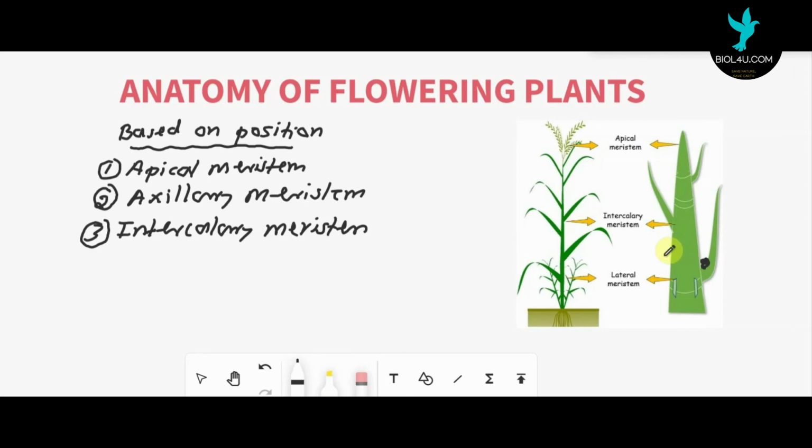So both the apical meristem and intercalary meristem are primary meristems. Both these meristems, apical meristem and intercalary meristem, are the primary meristem because they develop in the early life of the plant, from which the primary plant body is developing. From the apical meristem and intercalary meristem, the primary plant body will develop.